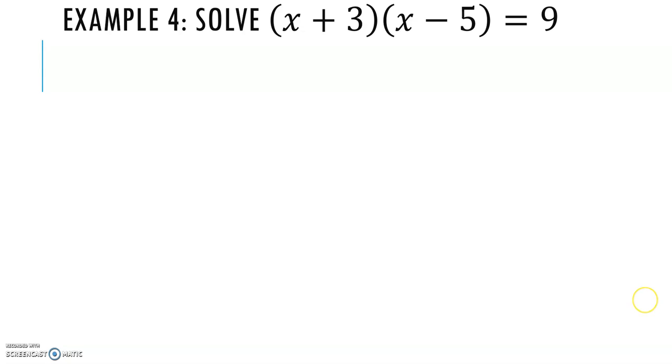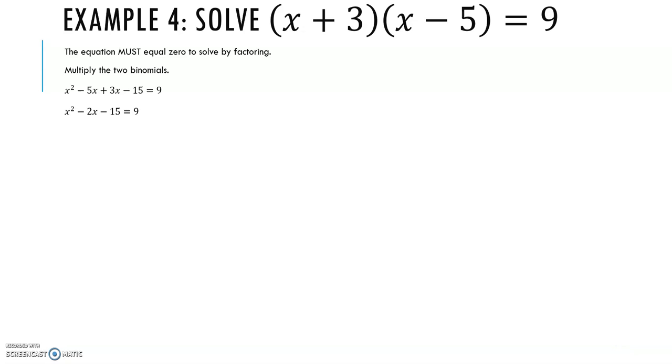Example 4. Solve x plus 3 times x minus 5 equals 9. Notice this equation does not equal 0. The equation must equal 0 to solve by factoring. Multiply the two binomials. X squared minus 5x plus 3x minus 15 equals 9. X squared minus 2x minus 15 equals 9. Subtract 9 from both sides of the equation. X squared minus 2x minus 24 equals 0.